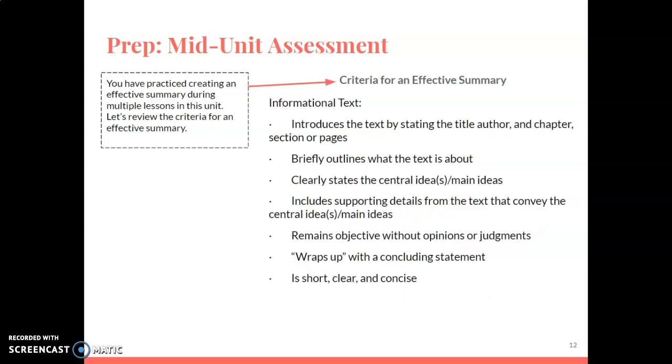If it is an informational text, introduce the text by stating the title, author, and chapter, section, or pages. Briefly outline what the text is about. Clearly state the central idea, main ideas. Include supporting details from the text that convey that central idea, main ideas. Be sure that you remain objective. This means do not include your opinions. Then you wrap it all up with a concluding statement. This should also be short, clear, and concise, meaning straight to the point.